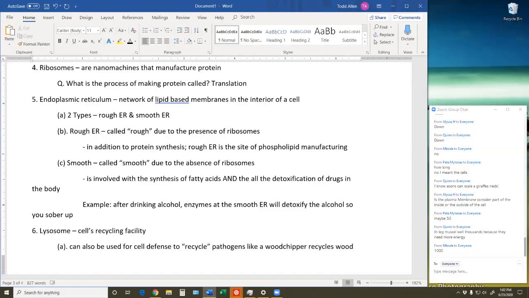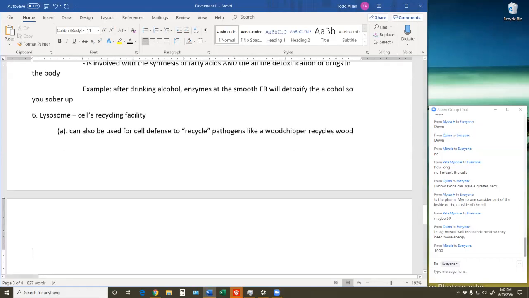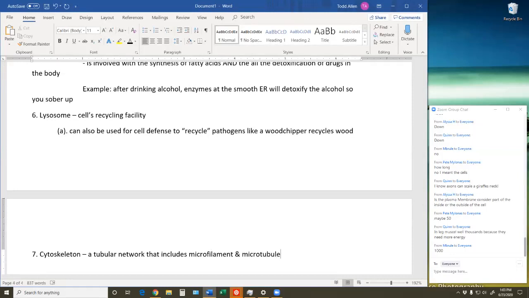Let me put three more things into your notes and then we will move along. The cytoskeleton. Gang, the cytoskeleton is not a term that's present on page 44 of your book. But the cytoskeleton is a tubular network that includes things that are in your book, such as microfilaments and microtubules. I'm sure you can see those things on page 44.